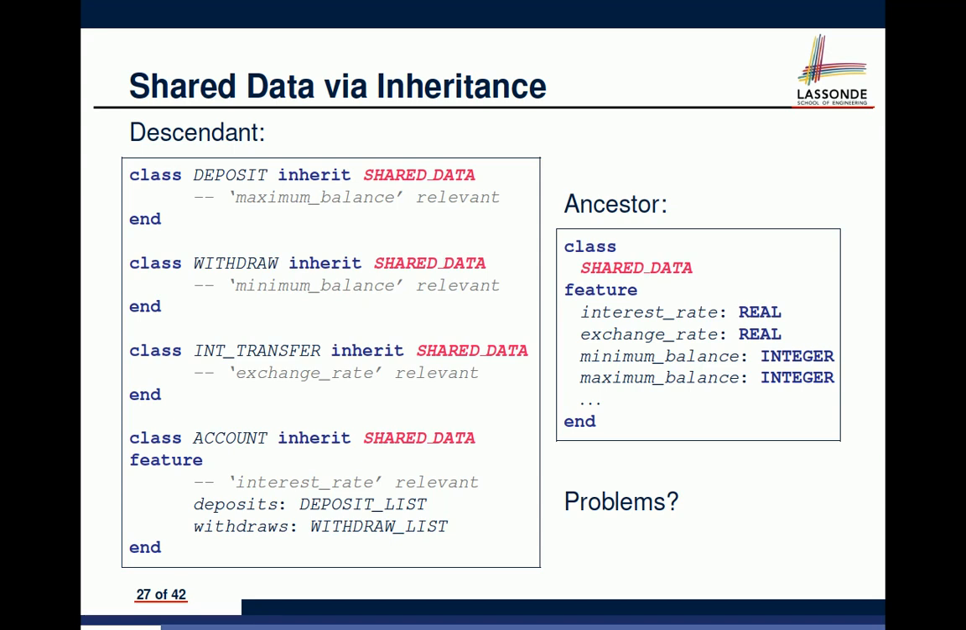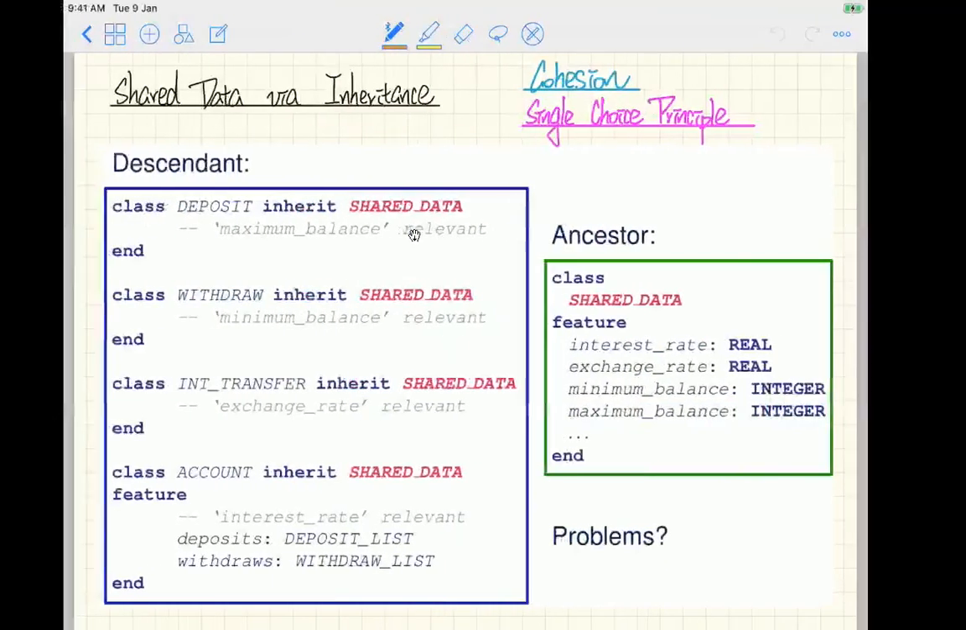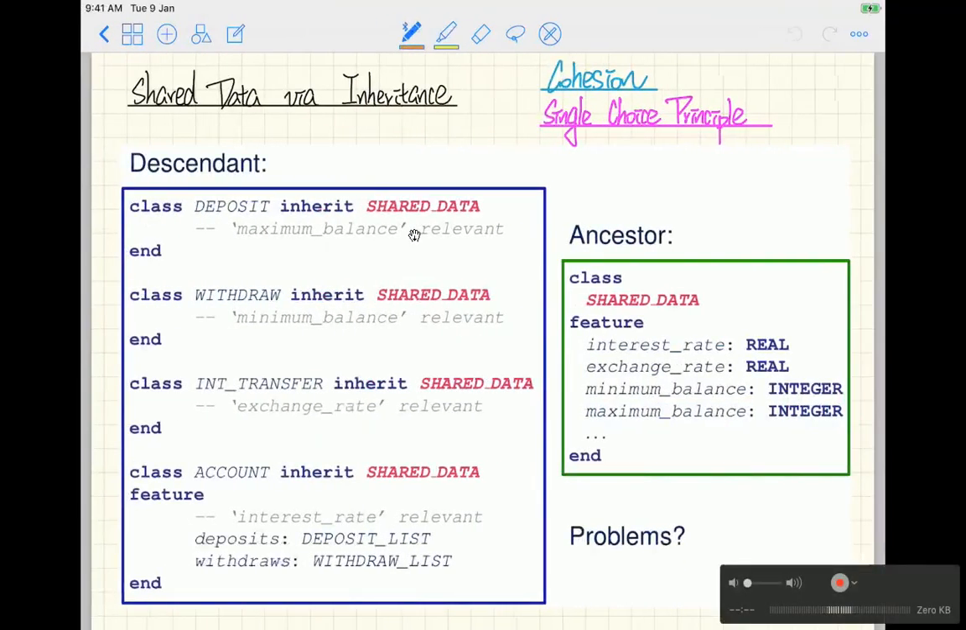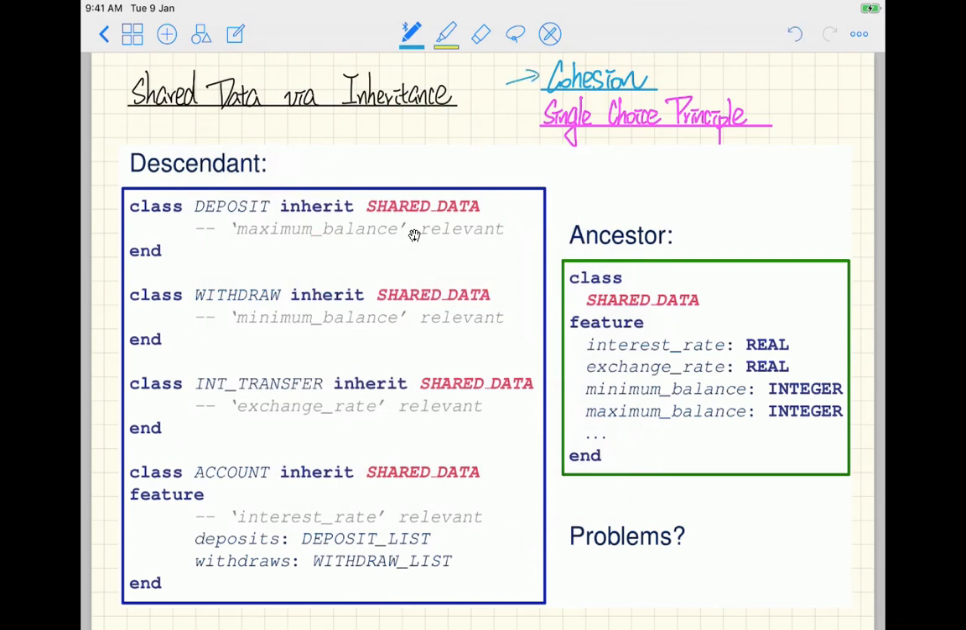Yeah, exactly. So for example, you can see that the shared data over here contains all the data. For the deposit, even though we only worry about maximum balance, am I going to get access to the other data as well? For sure, right? Because it's inherited, you inherit all the attributes. That's one thing, yes. There's another problem. So what you just talked about is more about cohesion. Have you guys heard about this term cohesion?